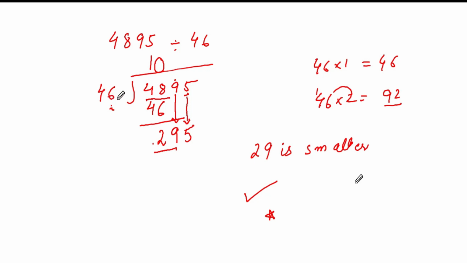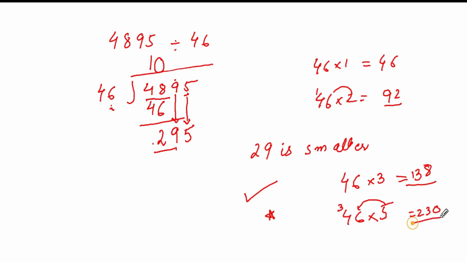Now we can do our further division, that is, we need to find 295 in the times table of 46. So when you multiply 46 with 3, you will find that 3 times 6 is 18, 3 times 4 is 12, plus 1 will give you 138, which is smaller than 295. Now I'm going to try a bigger number, that is 46 times 5. That is 5 times 6 is 30, and 5 times 4 is 20, plus 3 is 23. Still this number is smaller than 295.